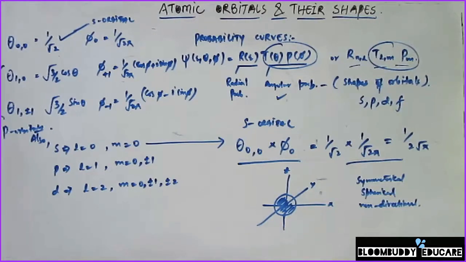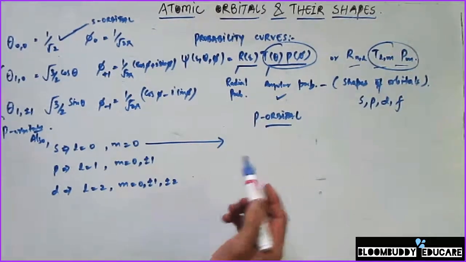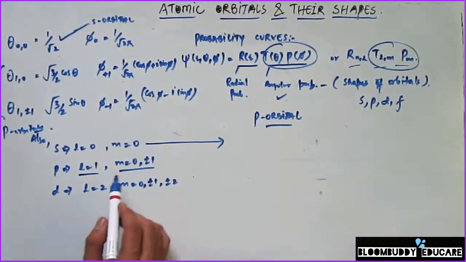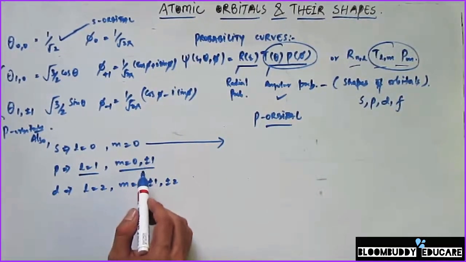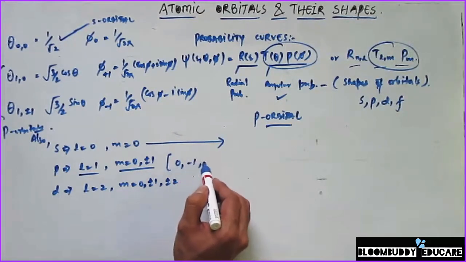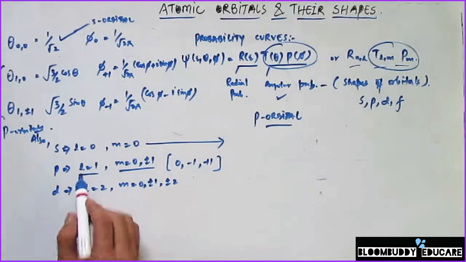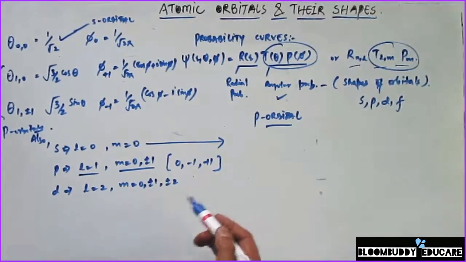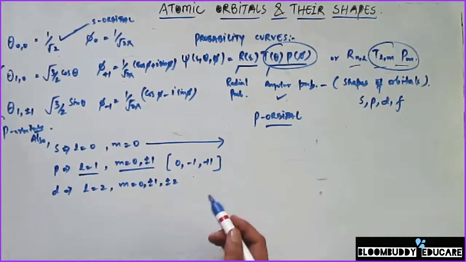Similarly, we will look at the p orbital shape also. For p orbital, we know the values of L and m here. For m, we have 3 values: 0, -1 and +1. And for L, we have 1 value. That means we have a total of 4 values. And we have to look at the different combinations that are possible to predict the shapes of the p orbitals.